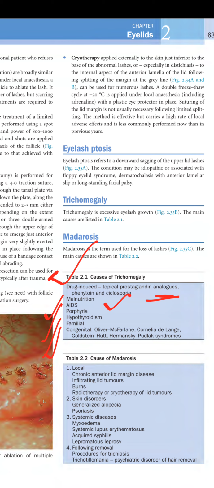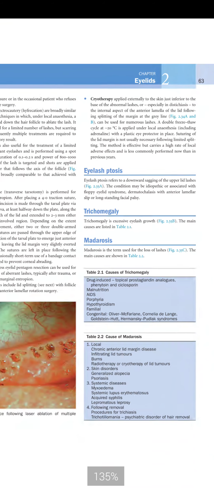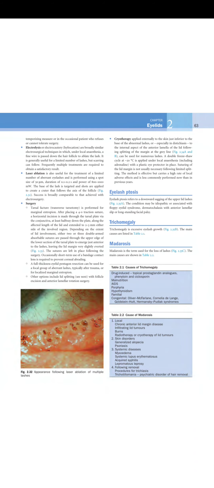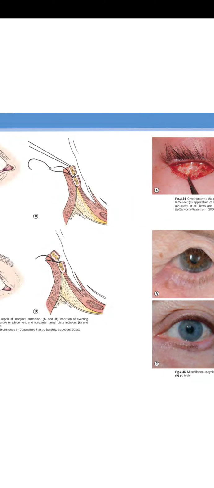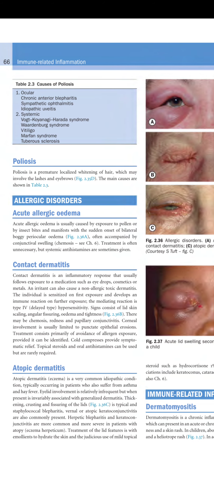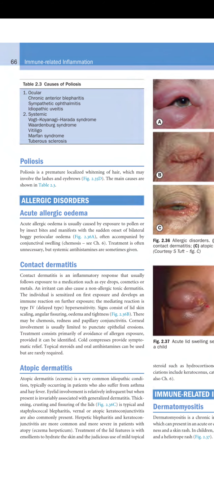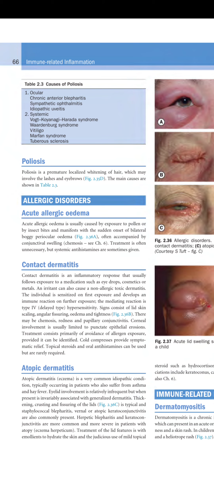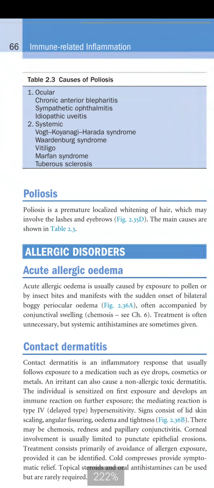Trichotillomania is a psychiatric disorder of hair removal. Very interesting is that when you unknowingly start to remove your eyelashes, this is a psychiatric disorder called trichotillomania. So poliosis is basically the whitening of the skin. Any skin diseases which cause the whitening of the skin can also cause the whitening of the lashes, such as albinism can cause the poliosis, and VKH is another condition which is very important in the eye, which can cause this, and vitiligo can cause it.